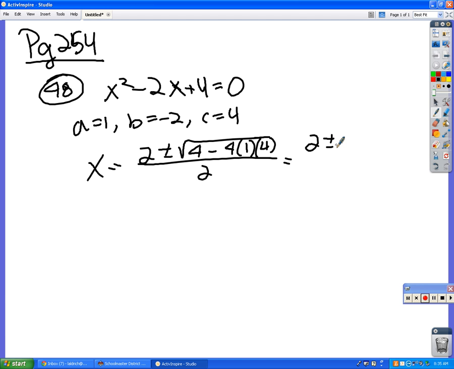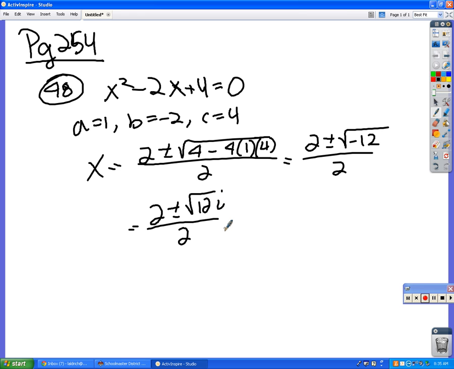All right, so then we've got 2 plus or minus, and then here's the reason why you can't find it on the calculator, because what's 4 minus 4 times 1 times 4? It's going to be a negative number, negative 12. So it's 2 plus or minus the square root of -12 over 2. So the first thing we need to deal with is the square root of a negative. What's the square root of a negative number? i, right. So instead of the square root of -12, I'm going to write the square root of 12i over 2.